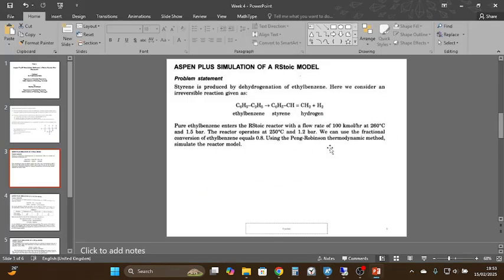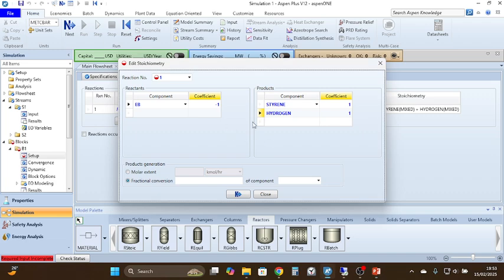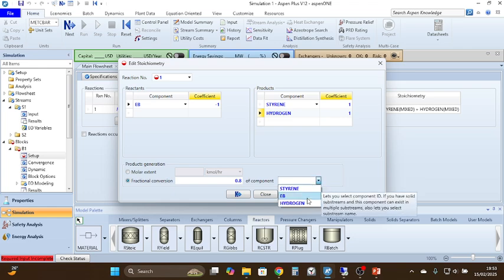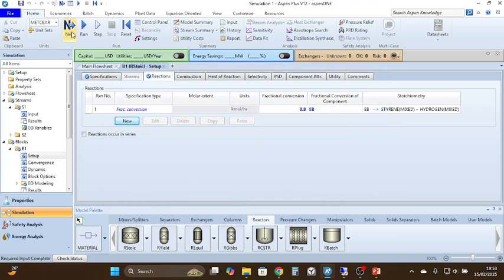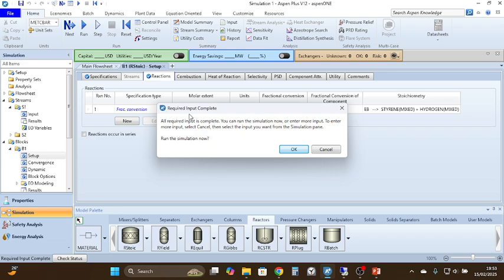Next, we have to give the fractional conversion. So the fractional conversion of ethyl benzene is 0.8, and the component with respect to which the fractional conversion is defined is given over here. So we are going to select ethyl benzene. You can see that the required input is complete now. We are going to click on next, and it is telling that all the required input is complete. And now we are going to run the simulation.